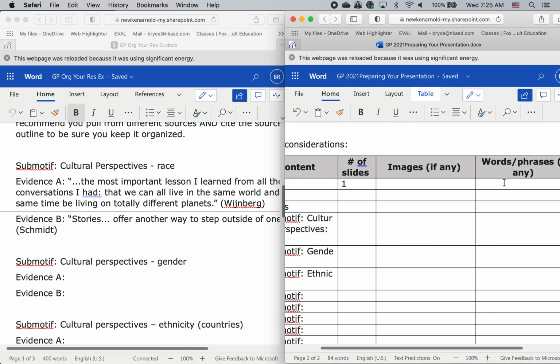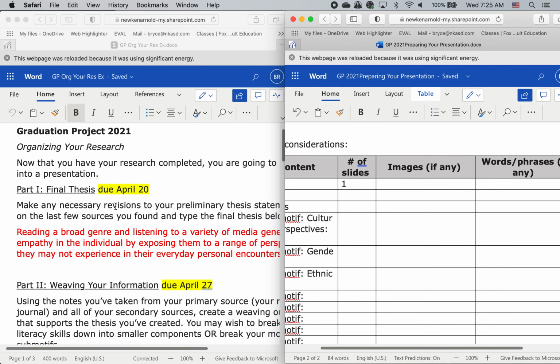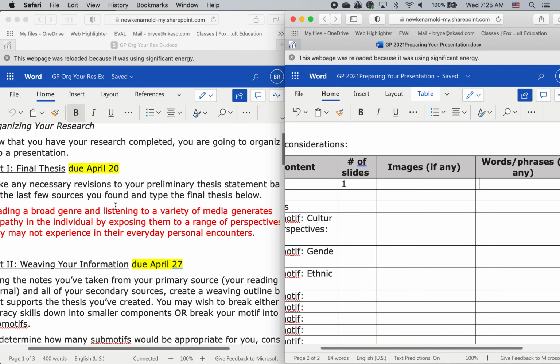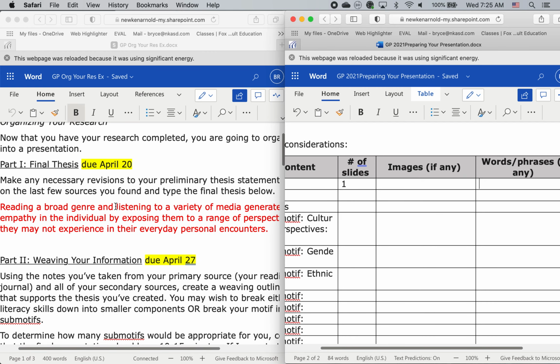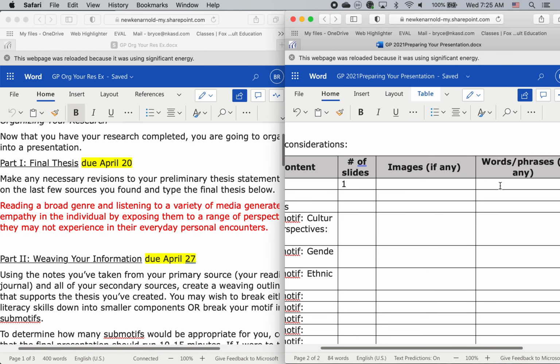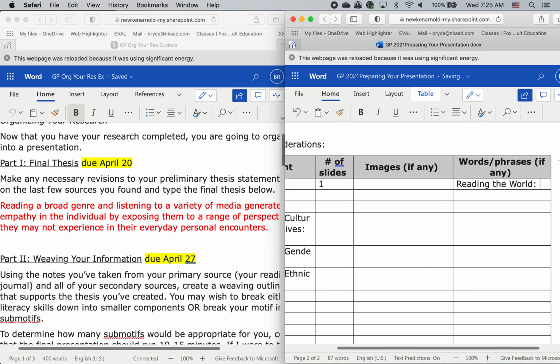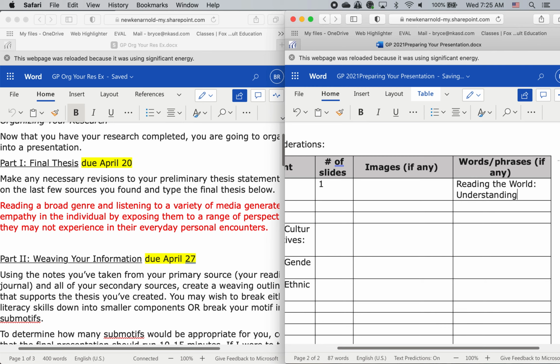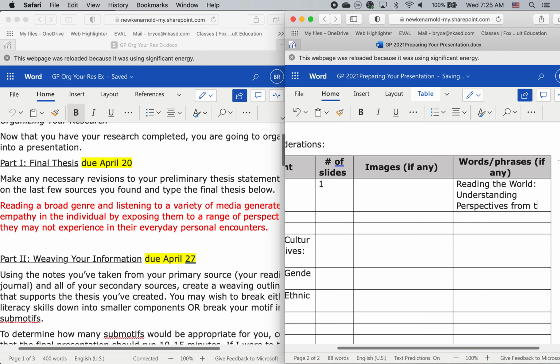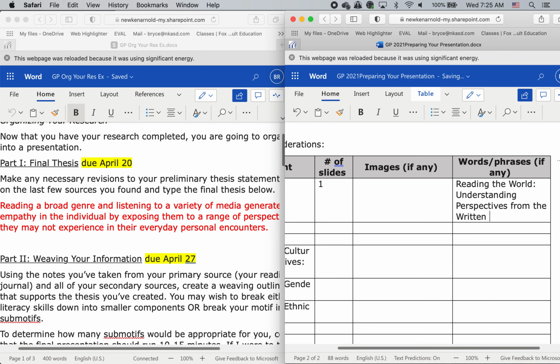So my title, let's just say I'm looking at my thesis, and I'm going to put my title as Reading the World. Okay, so let's say that's my title: Reading the World, Understanding Perspectives from the Written Word. That's my title. Those are going to be the words on the slide. What images would go with that?